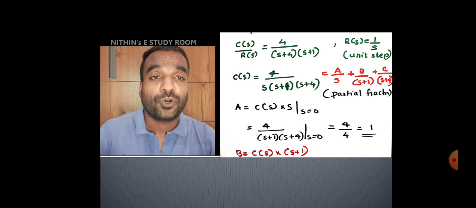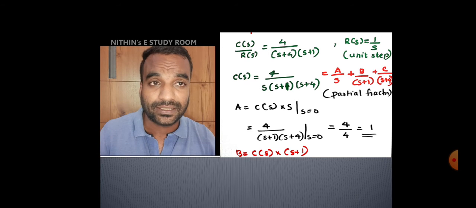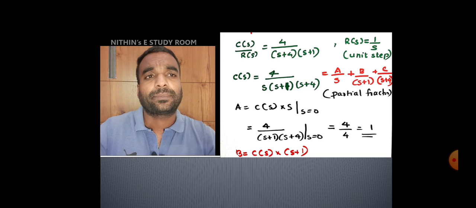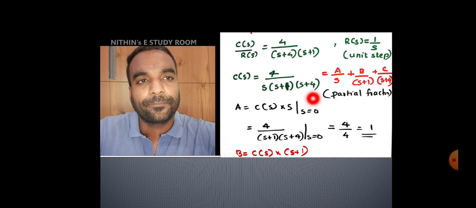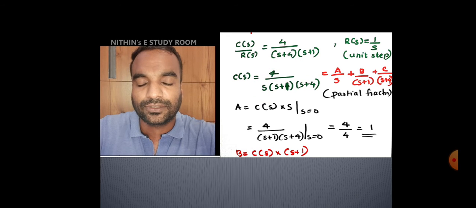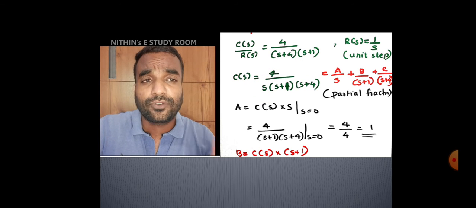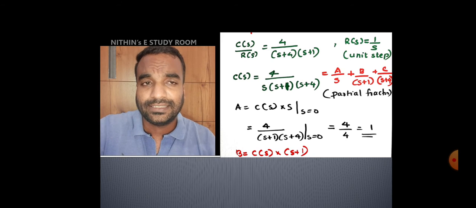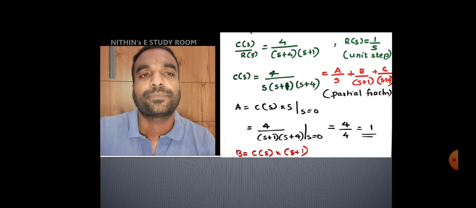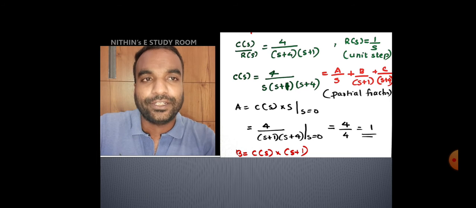That's why, for an easy and time saving method, you don't multiply the entire equation. You just multiply the C of s equation with s and put s equal to 0. This is applicable not only for a, but for b, c, everything. In simple partial fractions, you just multiply with the denominator.